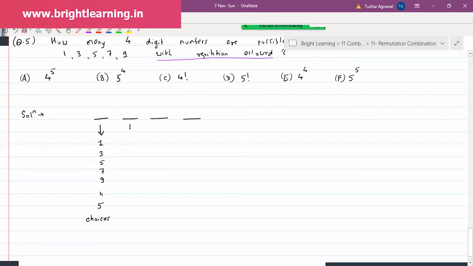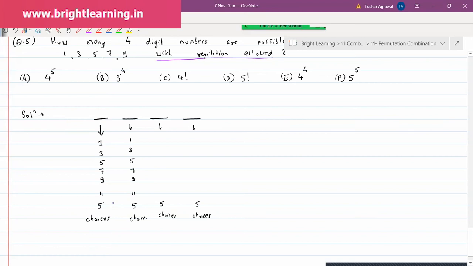At the second position, since repetition is allowed, I again have 1, 3, 5, 7, 9. So there are 5 choices. Third position, again 5 choices. Fourth position, again 5 choices. So what is the total number of arrangements that I can do?